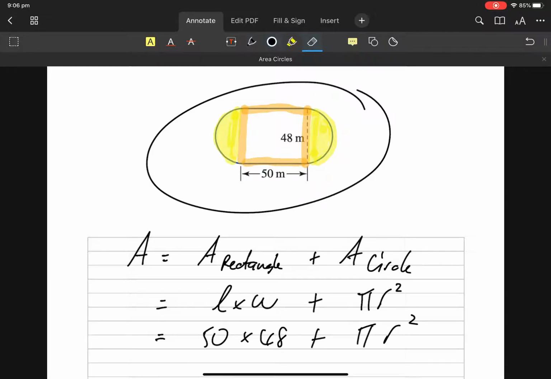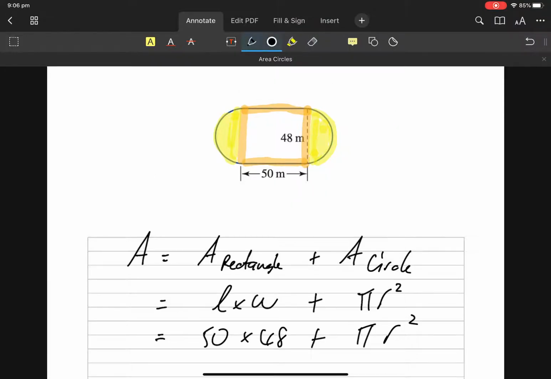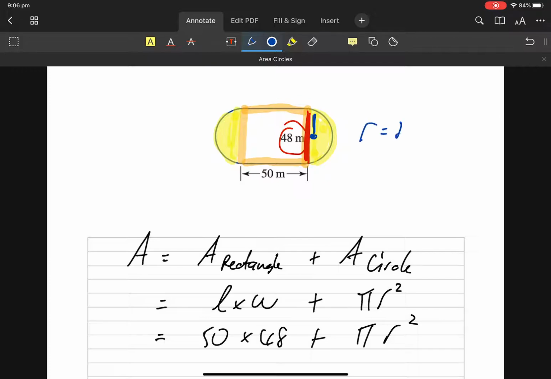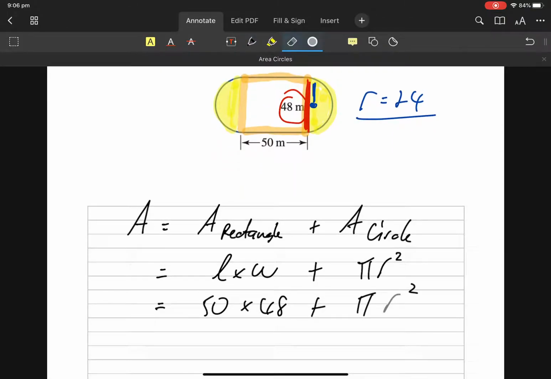Now we are looking very, very closely here not to get trapped. We know that that is 48. But our radius is only from the centre out. So that means our radius is 24. So this radius here is 24. We can do all of that in one step because we've got fantastic calculators. 4209.56, and it's meters squared.